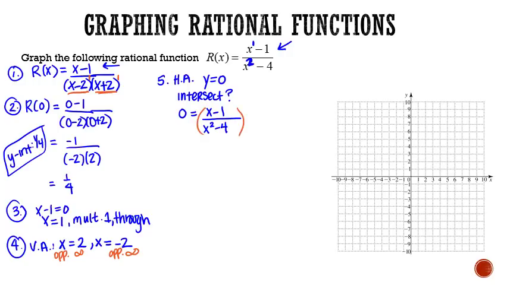So multiply both sides by x squared minus 4. And we're left with 0 equals x minus 1. So we get that x equals 1. So yes, we intersect the horizontal asymptote at x equals 1.